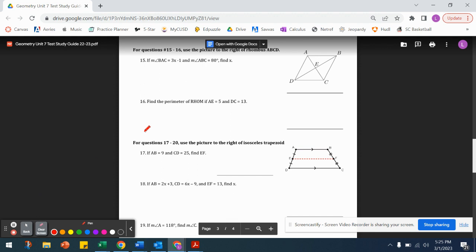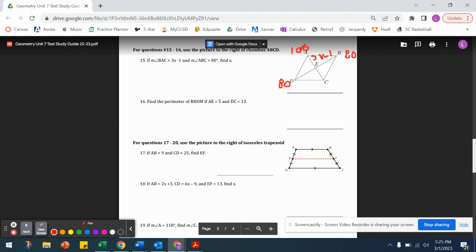All right, next it says that these are a rhombus. So if angle BAC, this angle right here, is 3x minus 1, and it says that ABC, this whole thing, is 80. Again, there's a couple ways I can do it. Remember, opposite angles are always the same. So if this is 80, that one's 80. It doesn't help me though. But if this is 80, then these are consecutive angles, which means that this has to be 100.